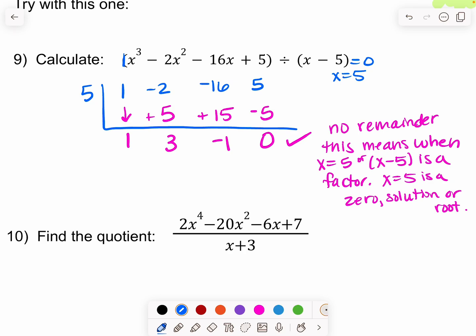Oh, one thing I didn't get back to today. My final answer. All right. We got these x's here. So this started off as x to the third. So this is now going to be x squared. And this is just x. And this is just our constant. So our answer is x to the second plus 3x minus 1.